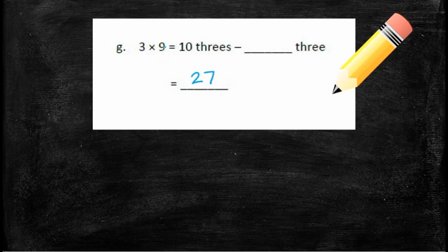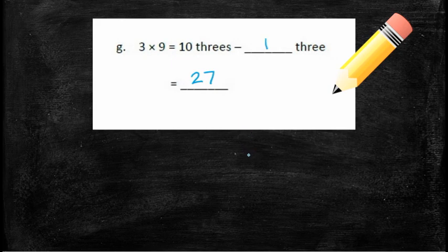But here we have 9 threes and 10 threes minus how many threes? Well, let's think about this. We could do this one of two ways. We can look here and say, well, how many threes are here? We know that we have 9 threes here. And in order to get 9 threes out of 10 threes, how many would we have to subtract or take away from 10 to get 9? Okay, so you could have 1 three, and that is the correct answer.